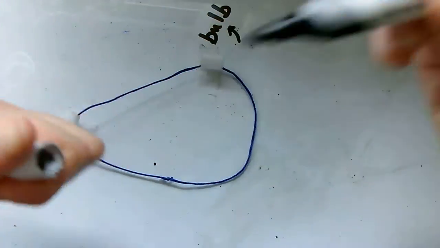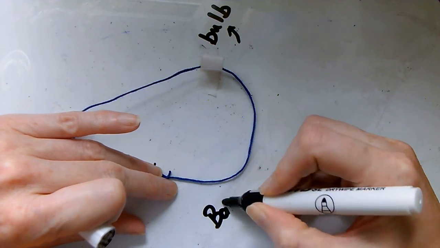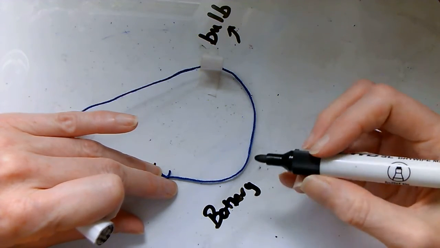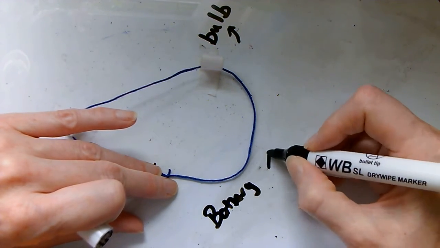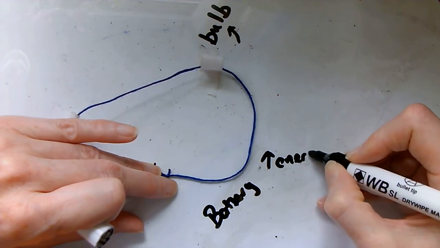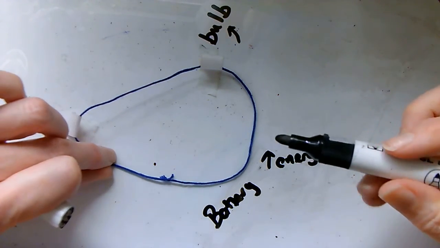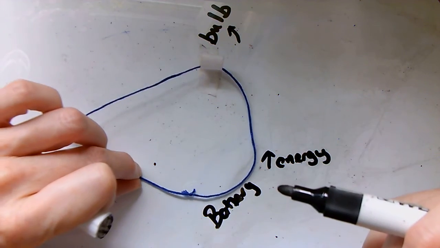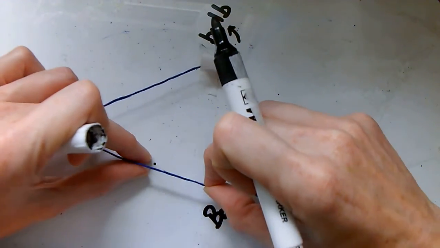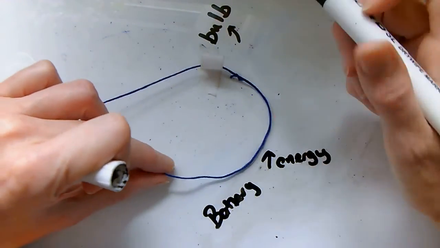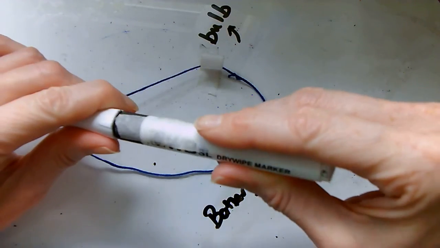So the battery kind of powers them up, for want of a better word, so it gives them some energy, gives our charged particles some energy. They carry it round to the bulb. Once they go through the bulb, they give up some of that energy, causing the bulb to light.